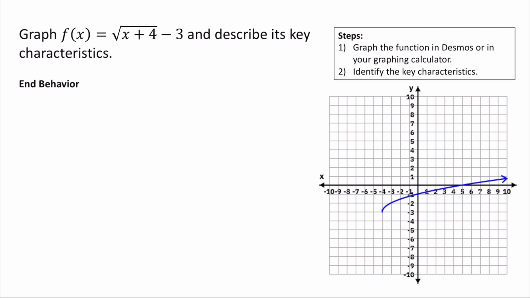So now let's talk about the end behavior of this function. Right now we want to think about what's happening as this function goes to infinity. Well, the only infinity this is headed towards is positive infinity. So we would say as x approaches positive infinity, f of x, well, what's happening to f of x? It's getting bigger and bigger, right? So we would say f of x is also headed to positive infinity.